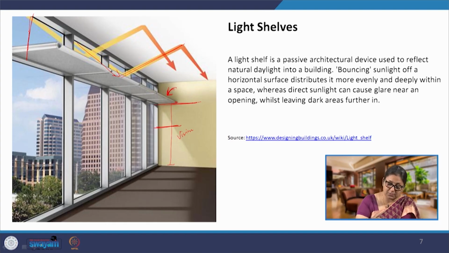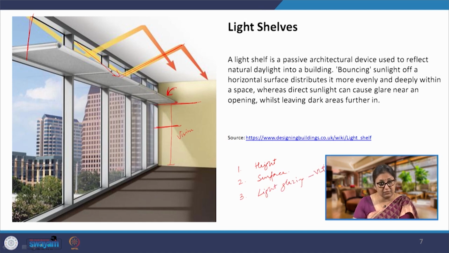So, one, we talked about the height. So, the first condition is height, where are we placing the light shelf. Number 2 is the surface, the top surface of the light shelf. The bottom surface will not matter much, the top surface is what we are concerned with. Number 3 is the light glazing part of it, which has to be having a VLT, visible light transmittance, as very high. And the fourth feature is a reflective ceiling.